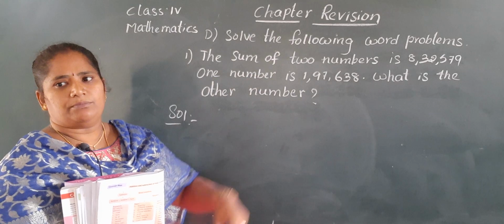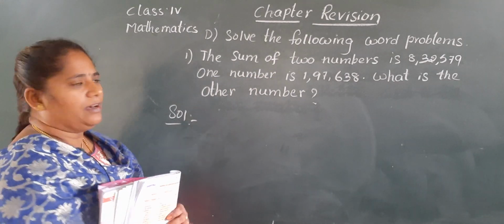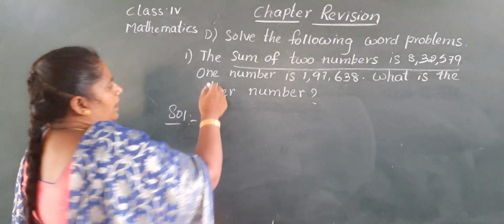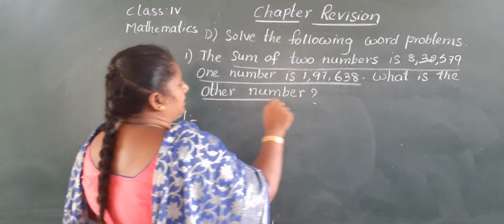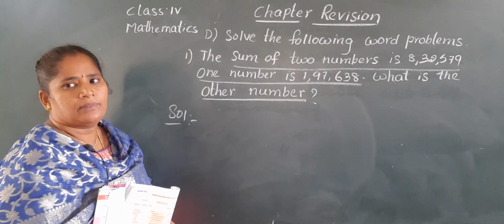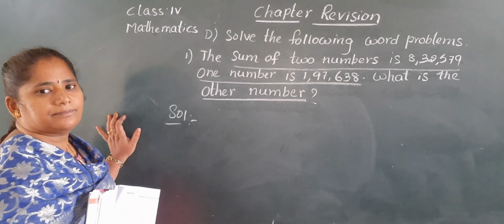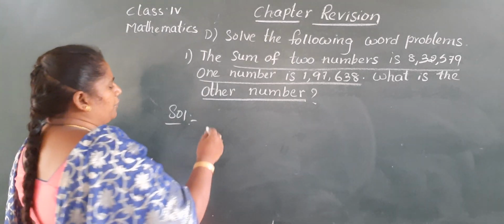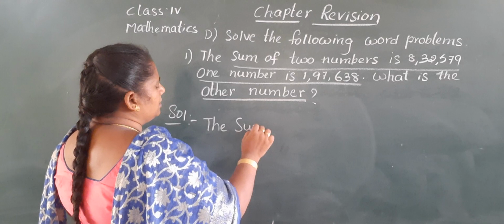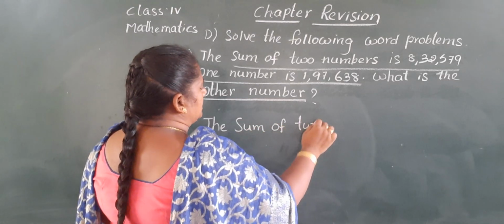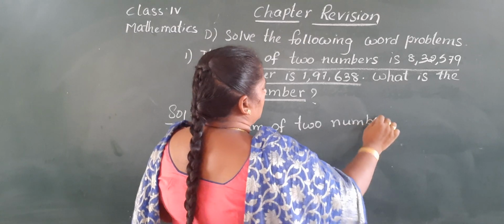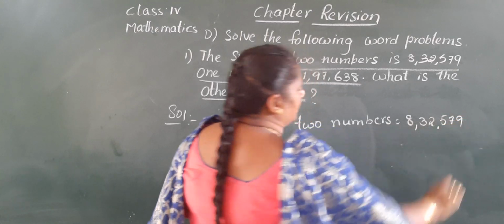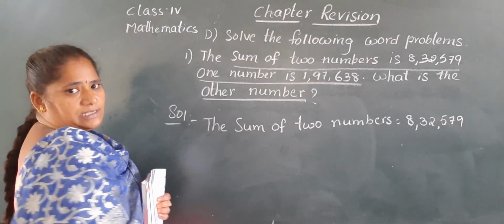What is given in the problem is the sum of two numbers. So underline this, the sum of two numbers, and one number is given. Now we have to find the other number. Underline these important points in the problem. Now we frame the steps. First one, the sum of two numbers equal to 8,32,579.